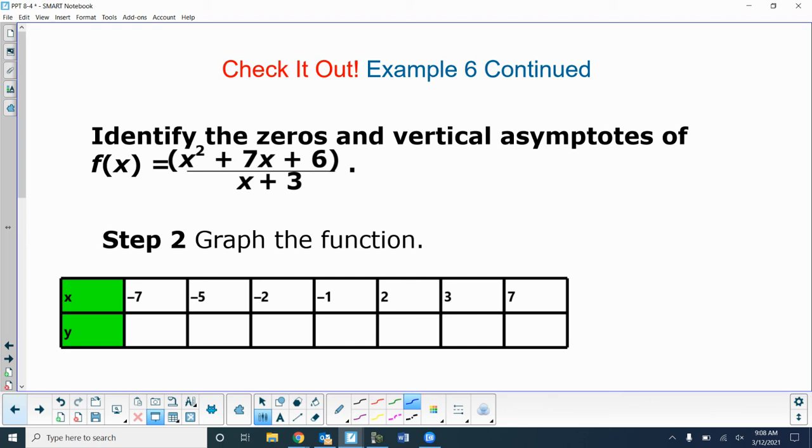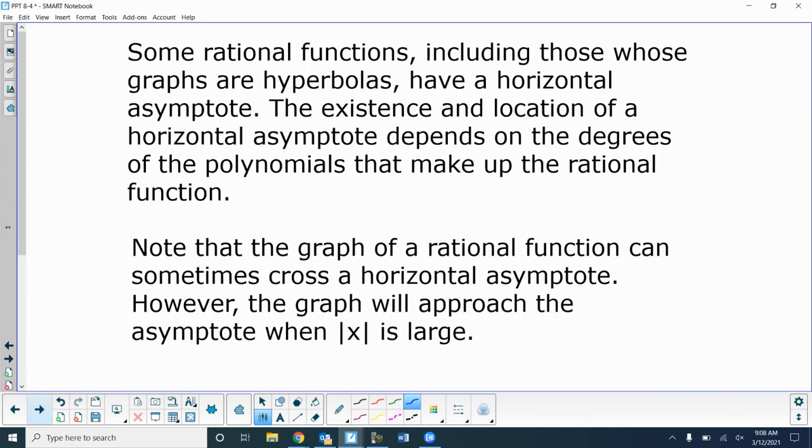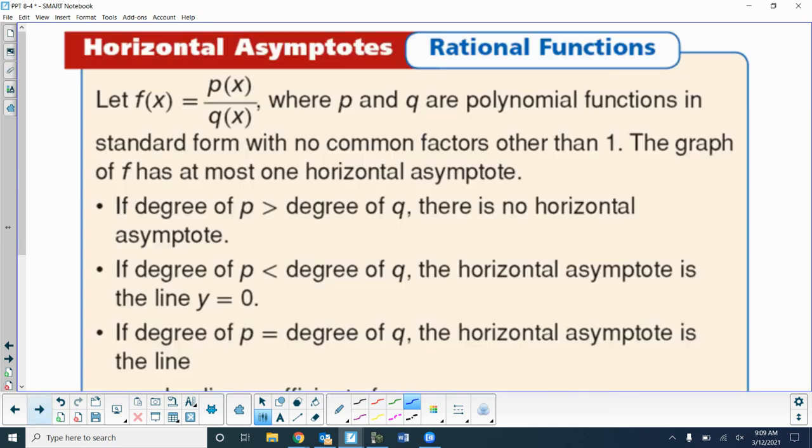What's the degree of that? Not 0. 1. Number of degrees? Right? That's what we're talking about. It says, note that the graph of a rational function can sometimes cross a horizontal asymptote. So once in a while, our graph will cross a horizontal one. However, the graph will approach the asymptote when your x value gets really, really big.